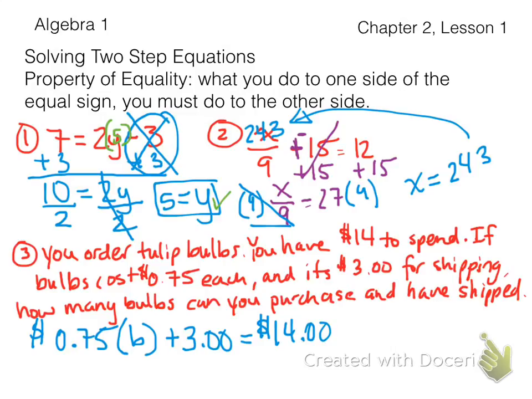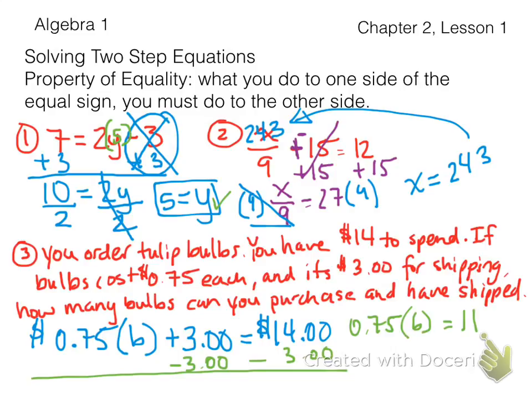All right, so I'm going to go ahead and solve this problem. I'm going to subtract 3 on both sides because I take care of the lower order operations first. So 3 of my dollars is going to be spent on shipping. If 3 of my dollars is spent on shipping, that means that I have $11 to spend on bulbs, right? Well, if I have $11 to spend on bulbs and I divide that by the cost of 1 bulb, it's going to tell me how many total bulbs I can buy.